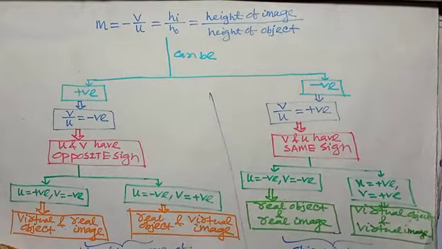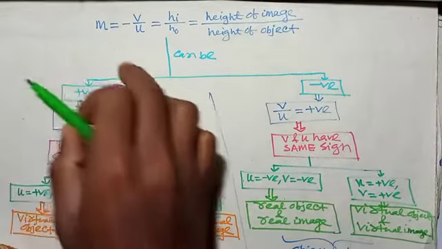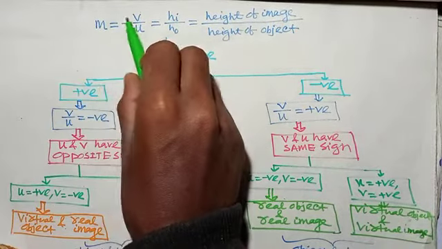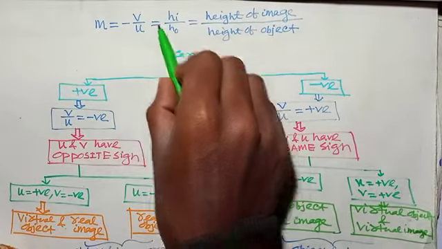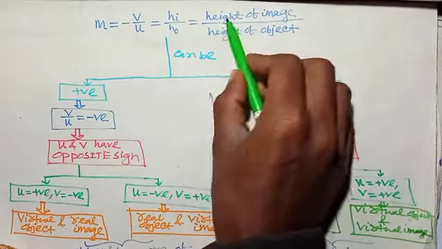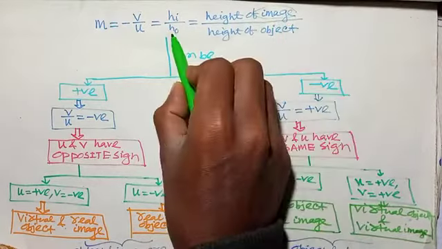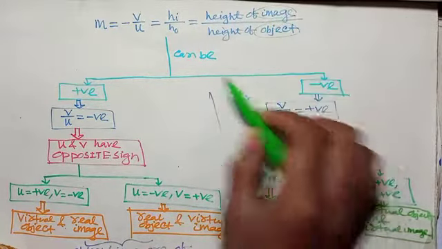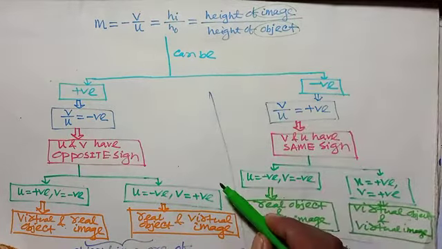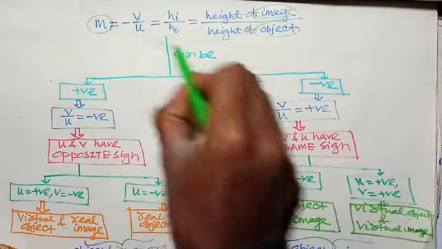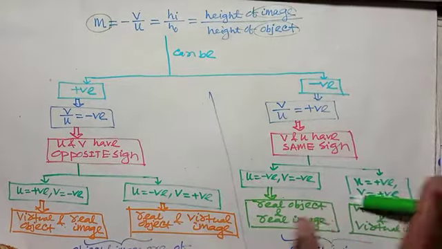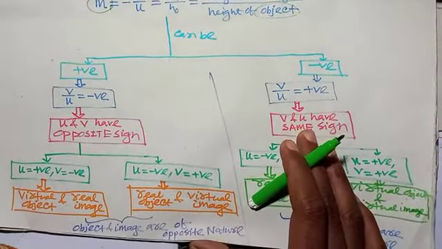Now let's see the magnification. The magnification in case of a spherical mirror is given by m equals minus v by u, that is equal to hi upon ho, where hi is the height of image and ho is the height of object. It is basically the ratio of height of image and height of object. Now this m can be either positive or negative. There are two possibilities.